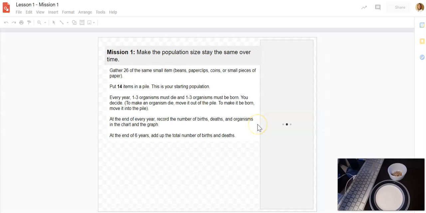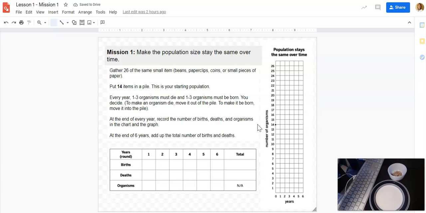The goal of each of these is to model a population changing throughout 6 years. The first mission, we want to make the population size stay the same. So you're going to need 26 small items, whether that is like pinto beans, like I'm using, paper clips, coins. You could even get a piece of paper and rip it up. We're going to start out by putting 14 of our organisms or our living things into our population.